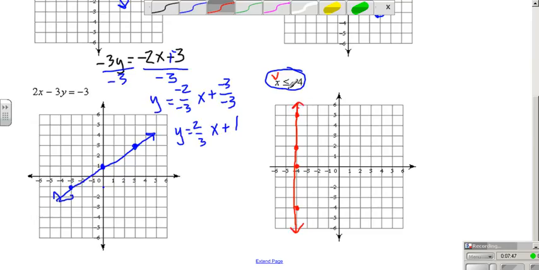Now this is an inequality. It was a less than or equal to, so I did a solid line. And now we need to shade which side of this, side 1 or side 2, is representing all the x's less than negative 4. Well, that's this side over here. That's where all the x's are less than negative 4.